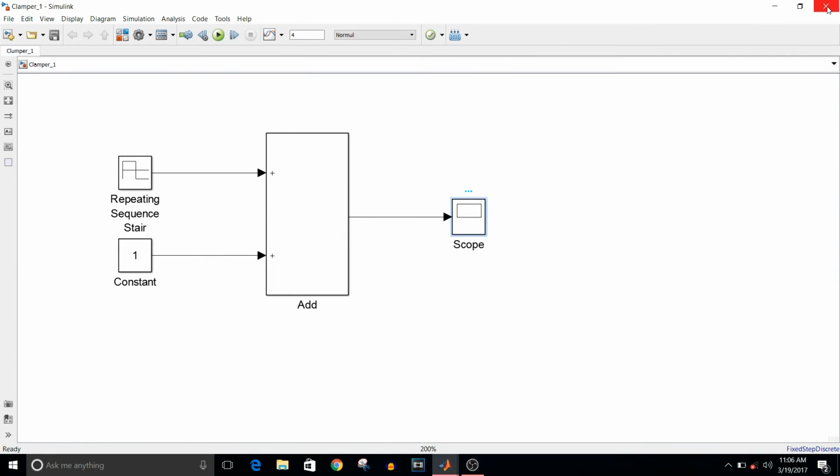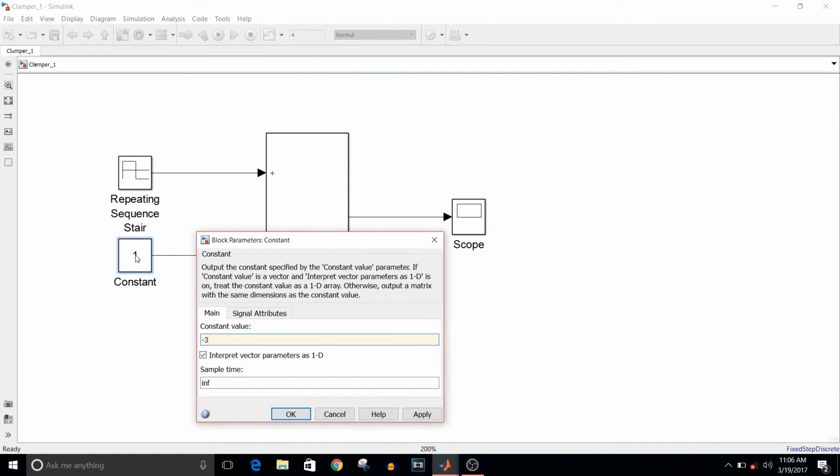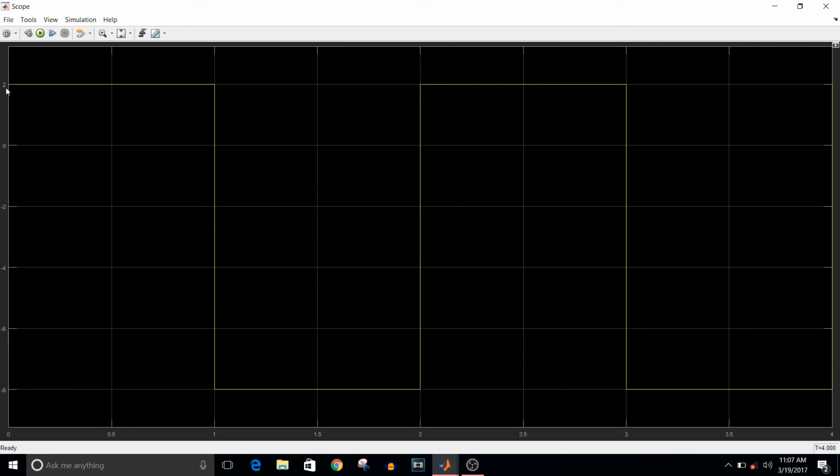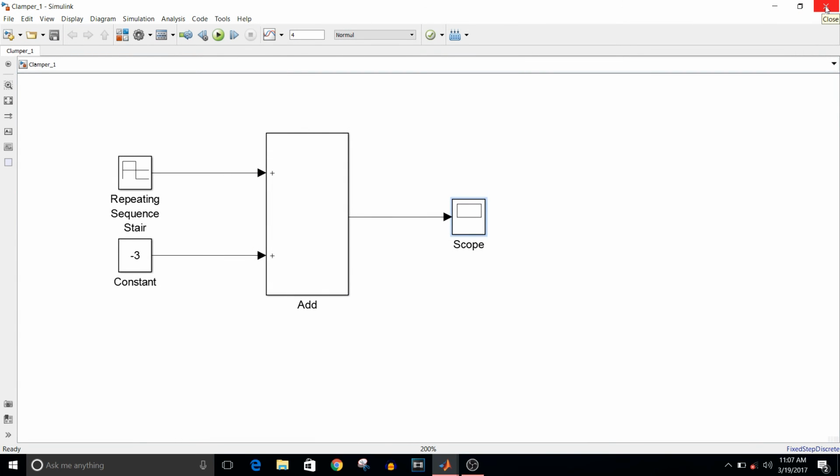Now what if I want to take the negative peak to say minus 8? What I will do is I'll just subtract minus 3 from the main signal. So saving the model and again simulating the model. You can see here now the signal is varying from 2 to minus 8, so the negative peak is at minus 8 level. Okay, so that's how you design a clamper using Simulink library blocks.